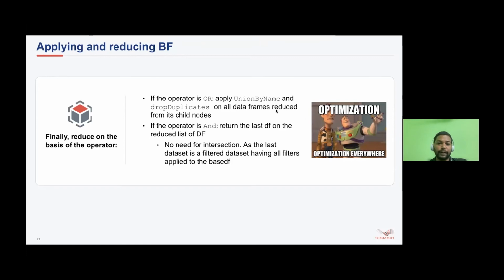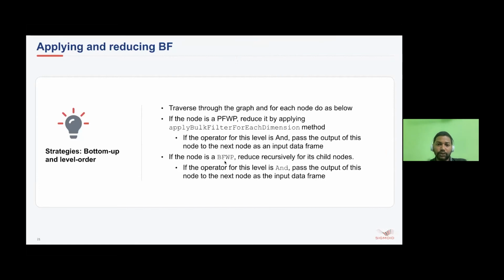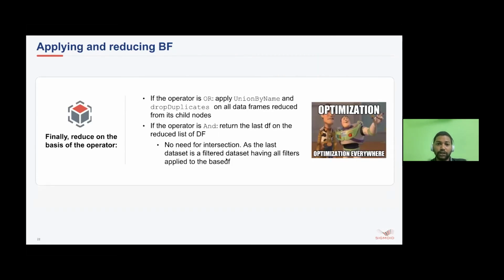So we can apply the drop duplicates later on because drop duplicates will be a bit costly out there. We can just apply the union by name, and whenever we have the last result, we can apply the drop duplicates out there. So if the operator is AND, in this bulk filter, in the bulk filter class, in the bulk filter object, right? So there also we can have some optimization out there.